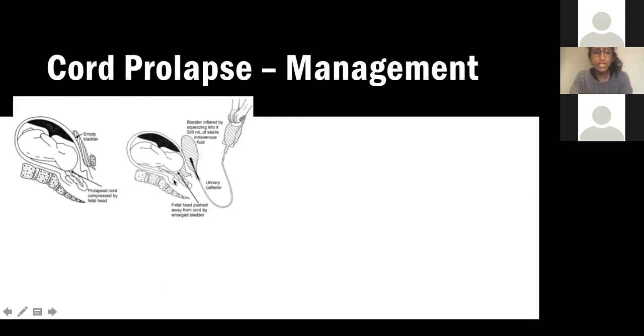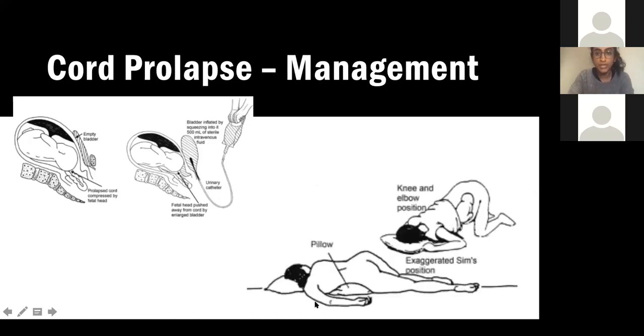And this is something that you don't really do in hospital. It's more in the community whilst they're being transferred into hospital. So you basically put a urinary catheter in and you inflate it with some IV fluid. And essentially what happens is you've got an enlarged bladder, so the fetal head is pushed away from the cord because of the enlarged bladder. So you can do that in the community whilst you're arranging for transfer. But the two main positions that you can do are the exaggerated Sims position, or you can put them in the left lateral position as well.